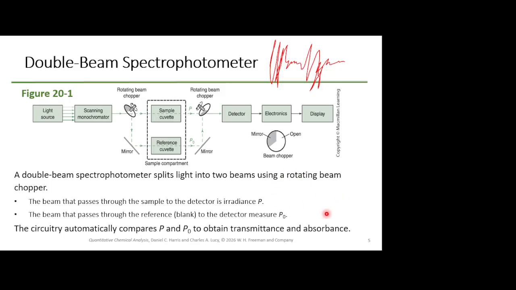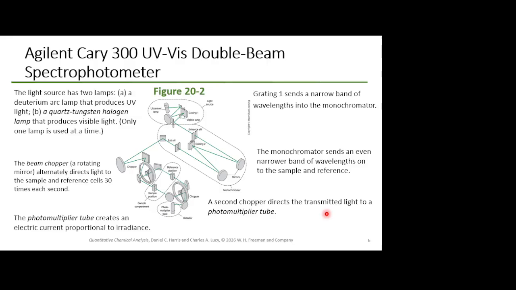And that's going to give you your transmittance or absorbance if you do the log. Now, this right here is what an Agilent Cary 300 UV-Vis double beam spectrometer looks like inside. As you can see, it gets a little bit more complicated once you get into an actual instrument. But notice it is still the same setup.